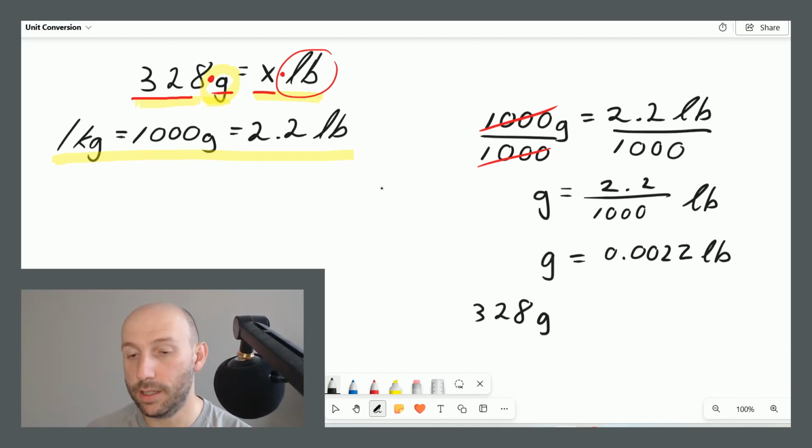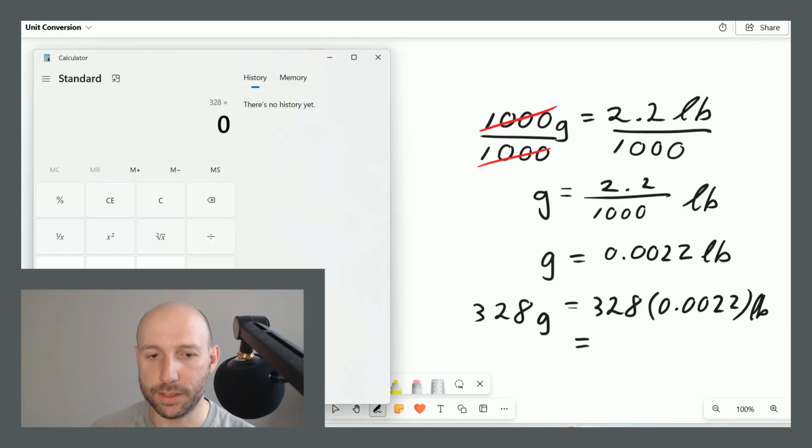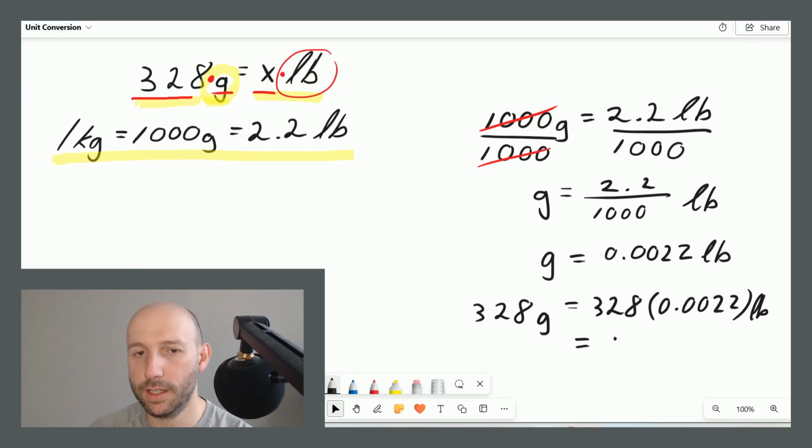So if that's what 1 gram is equal to, well then 328 times 1 gram is 328 times 0.0022 pounds. And then we just multiply those two numbers. 328 times 0.0022 gives us 0.7216 pounds. That is the formal way of doing this.